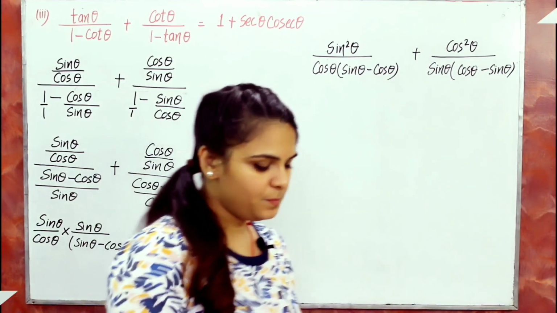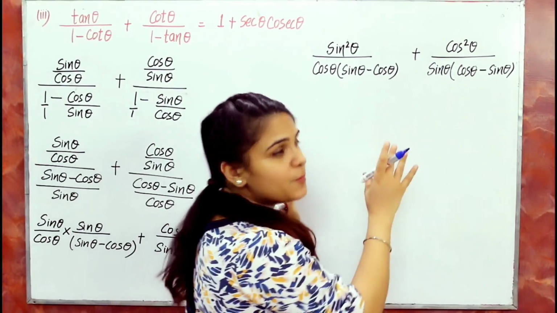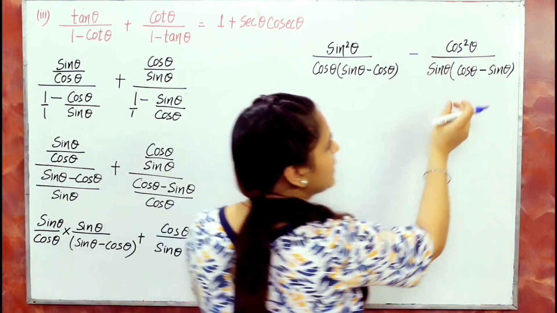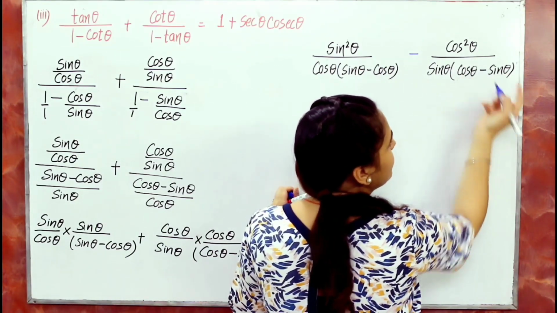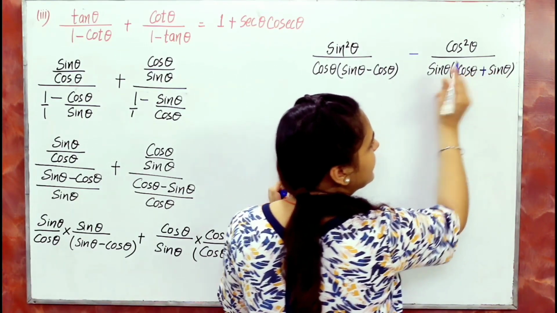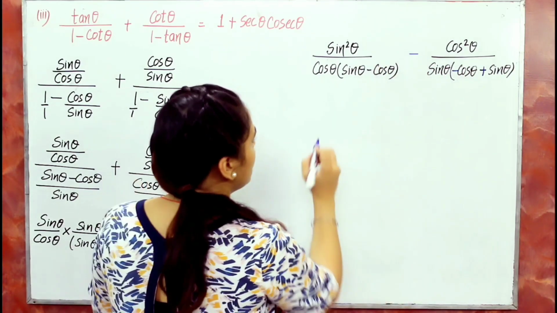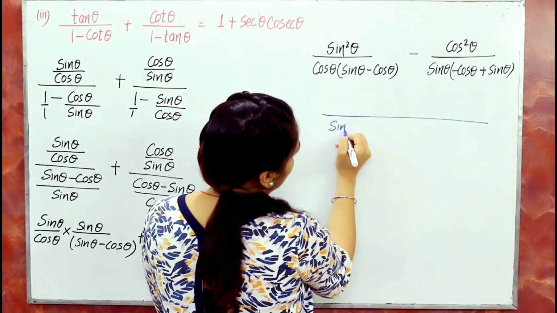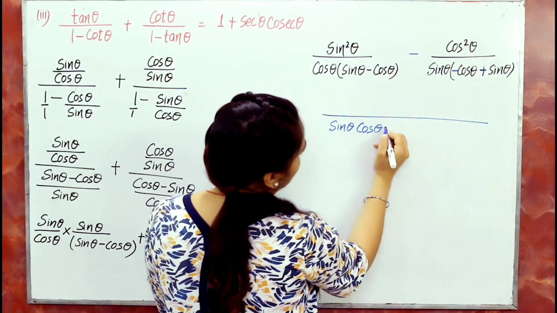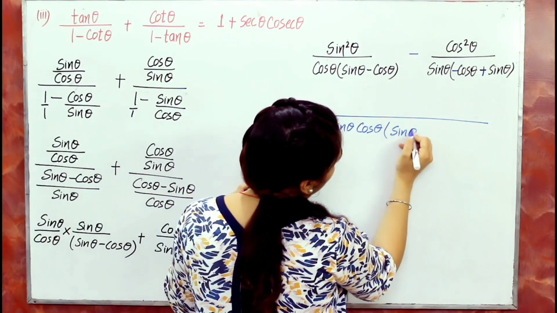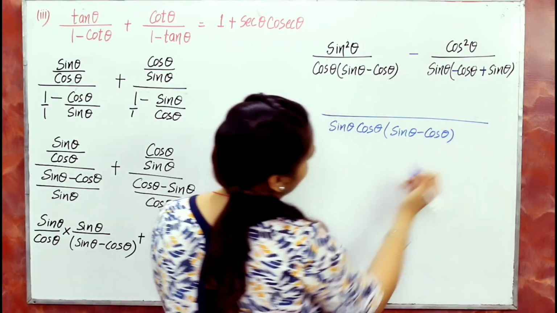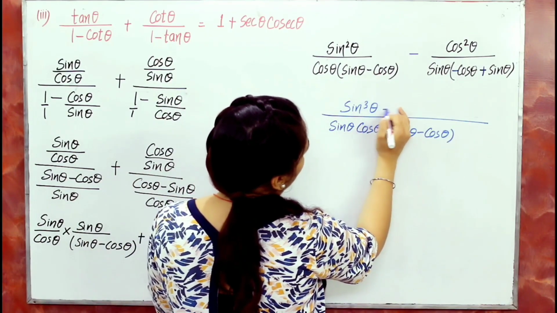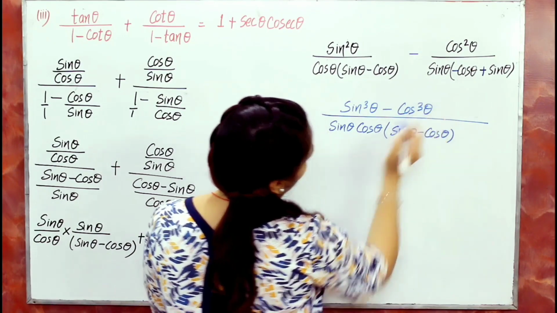Now we will take the LCM. Before taking LCM, we have to make them the same. By taking the minus sign common, you can write cos theta minus sin theta as minus of sin theta minus cos theta, because I have taken the minus sign common. Now you will take the LCM. So the LCM is sin theta cos theta and sin theta minus cos theta. In the numerator, you will get sin cube theta minus cos cube theta.